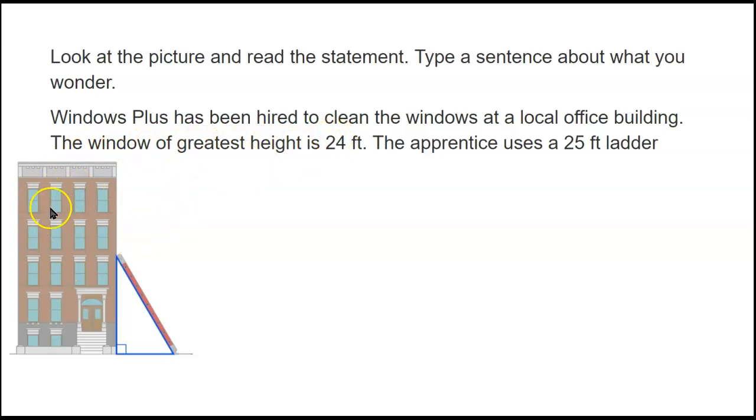I wonder if he's not supposed to clean all of these windows up here, because then it tells me that the ladder's 25 feet. So I'm only supposed to clean up to 24 feet. Okay, that sounds cool. Those are a couple of things that I can wonder. I also wonder how far away I'm going to have to lean this ladder in order to get up to these windows.